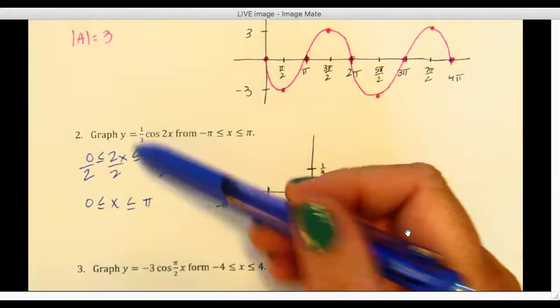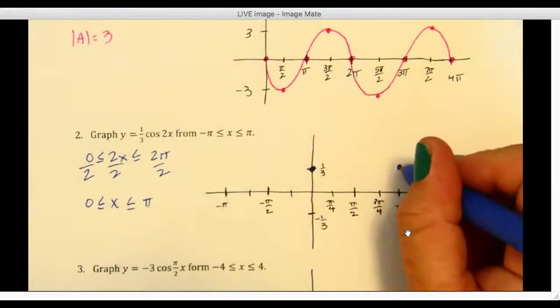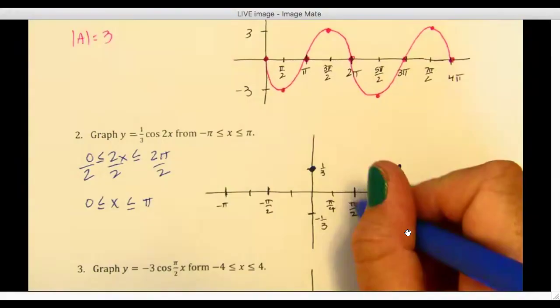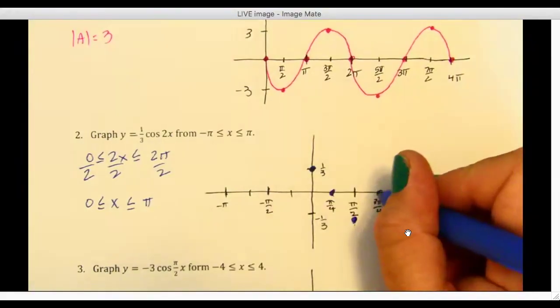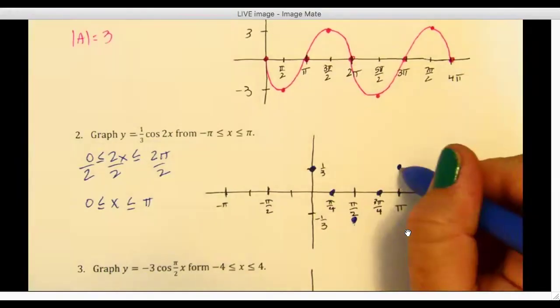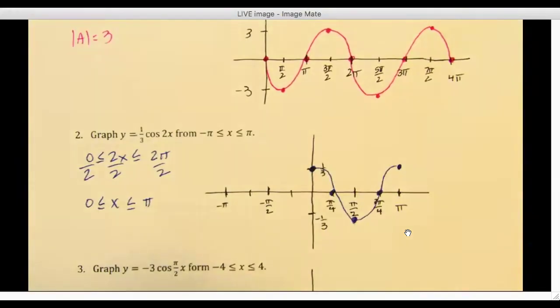Now, there's no negative out front, so cosine still starts up at its maximum, and it ends at its maximum. Halfway between is its minimum. And then at the first and third quarter points, it has its zeros. So this is one period of that cosine graph.